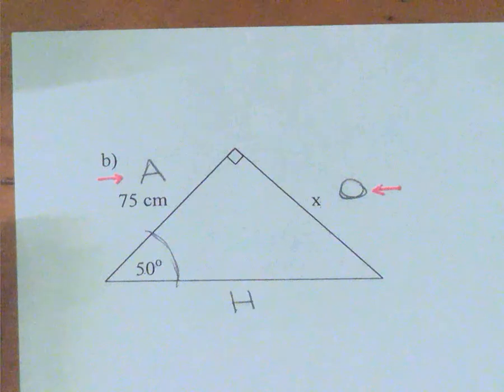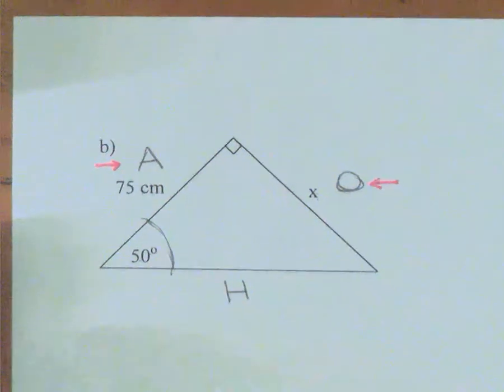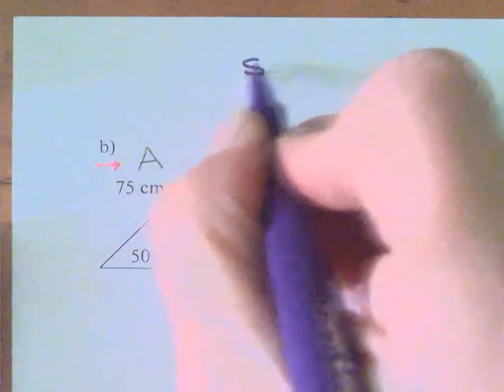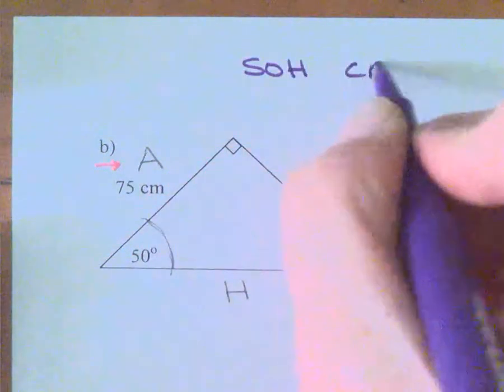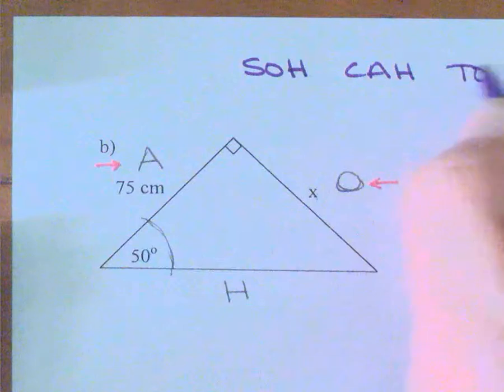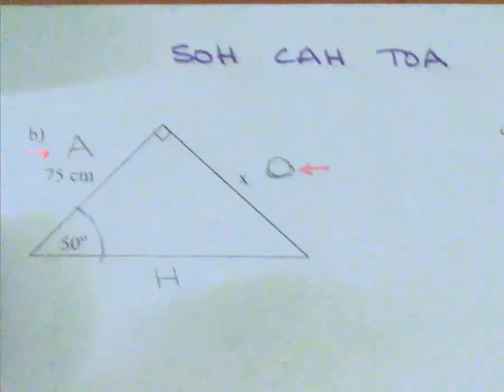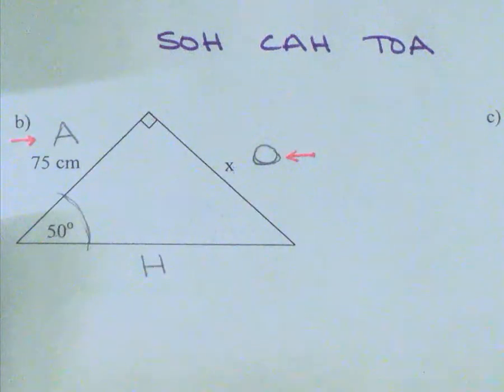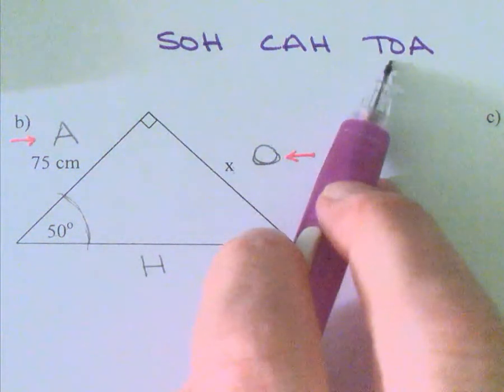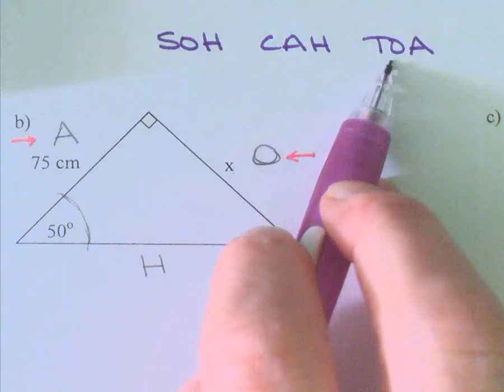So I'm going to write SOHCAHTOA on this side of my sheet too, just so I can refer to it. So I'm going to go back and I'm going to write SOHCAHTOA. So I want something with opposite and adjacent. So if I look, my tan ratio deals with opposite and adjacent.